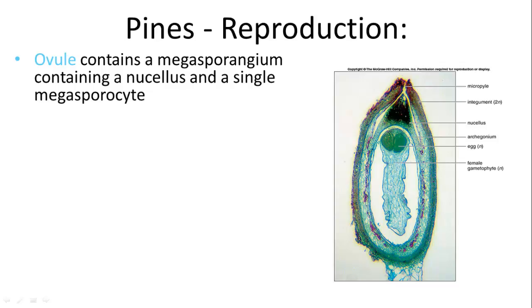Within the ovule is a megasporangium containing a nucellus and a single megasporocyte. The megasporangium is surrounded by integument, and the integument has a pore at the end called the micropyle. The megasporocyte then goes through meiosis, producing 4 megaspores, but only one of them develops into a gametophyte, with the archegonia at the micropyle end.